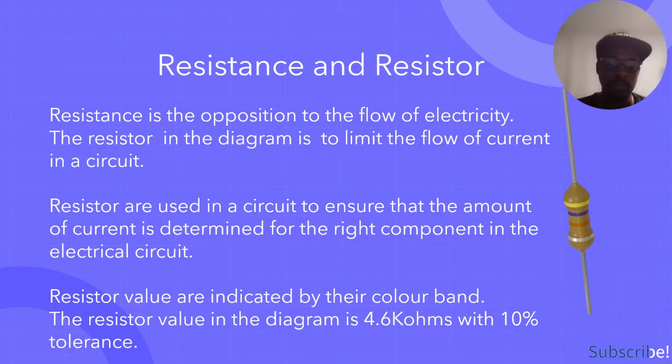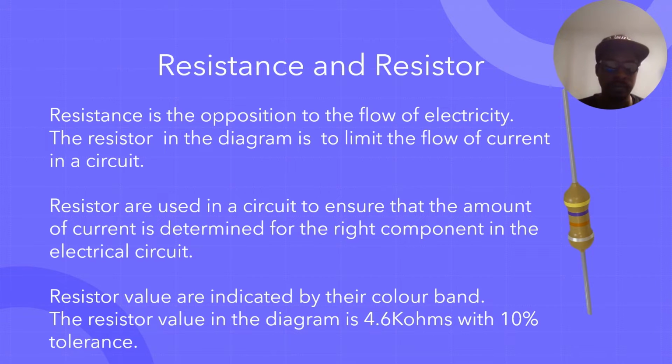And looking further, a resistor, which is a component as illustrated in this diagram, is that which limits the amount of current that flows through particular circuits. So resistors are used in the circuit to ensure that the right amount of current is determined for the right component in the electrical circuit.